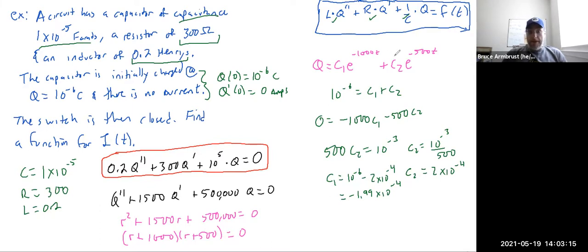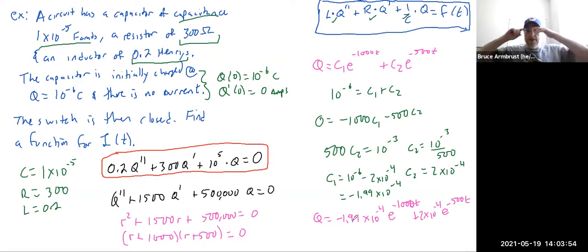But so we put those back up into here. And what we've got now is our formula for charge. Charge is going to be minus 1.99 times 10 to the minus 4th e to the minus 1,000 t, plus 2 times 10 to the minus 4 e to the minus 500 t. So those are tiny, right? These are small numbers, but that's what our charge is at any given time.